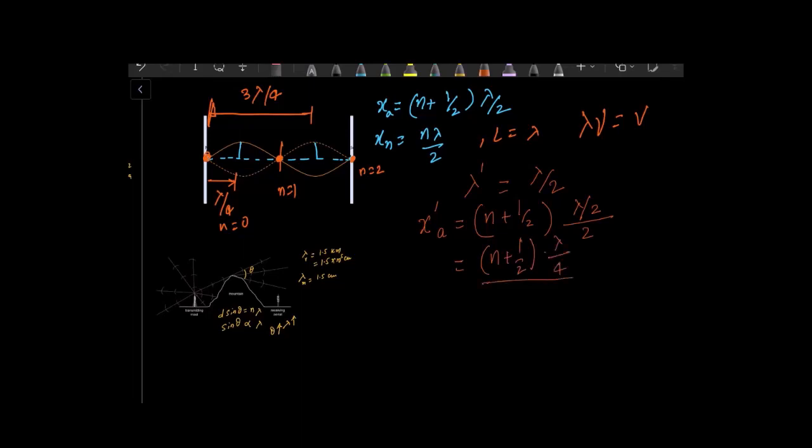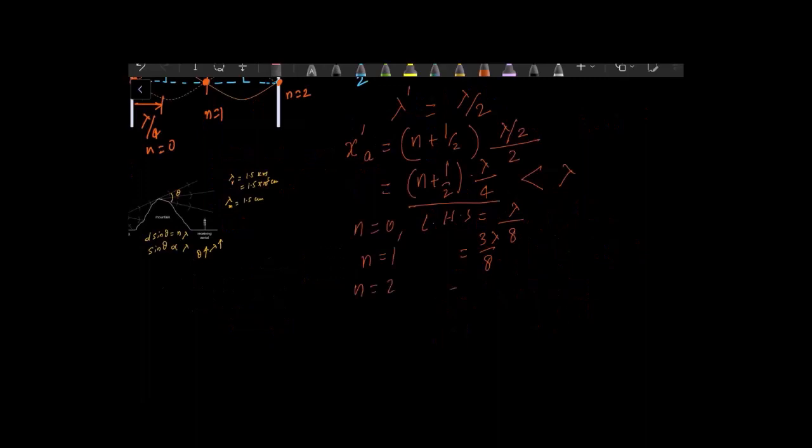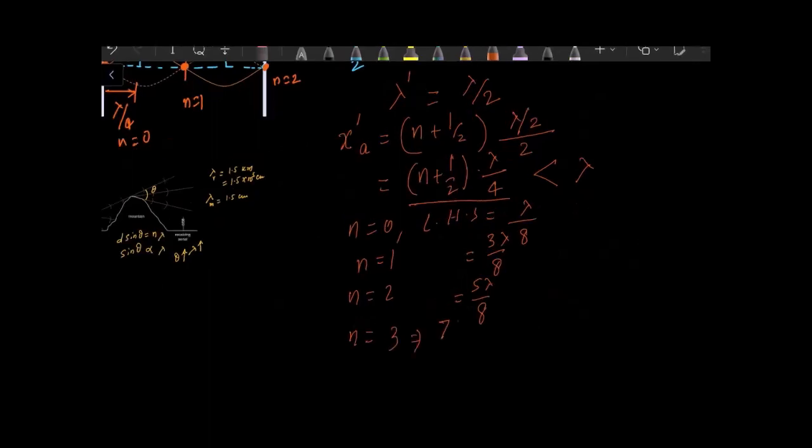Now these whole terms should be less than lambda, because the last lambda is at the final node, so the last antinode will be just before the final node. So we have to find the possible number of n for which this inequality will be true. For n is equal to 0, the left hand side will be lambda by 8. For n is equal to 1, it will be 3 lambda by 8. For n is equal to 2, it will be 5 lambda by 8, and for n is equal to 3, it will be 7 lambda by 8.